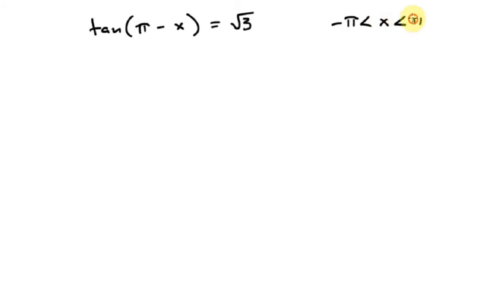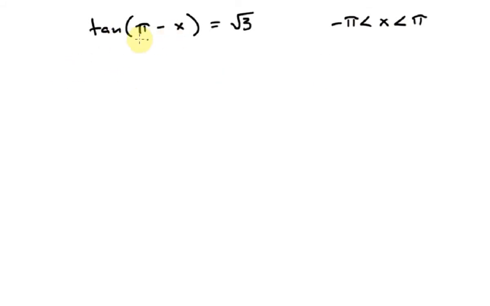And in this one, we're going to try to solve the following. We have this equation here, tangent of pi minus x. We're told that this equals √3. And we're going to try to solve it for x's between -pi and +pi. Okay, so that's our little domain, and we're going to try and solve this thing. So how do we do it?